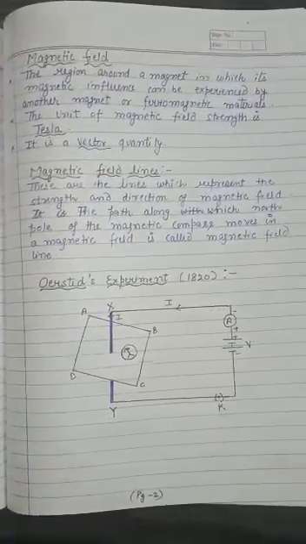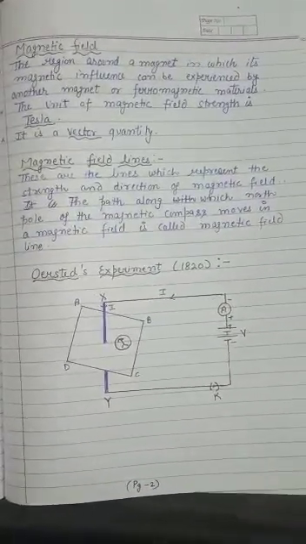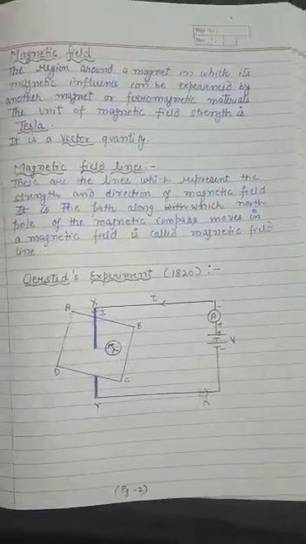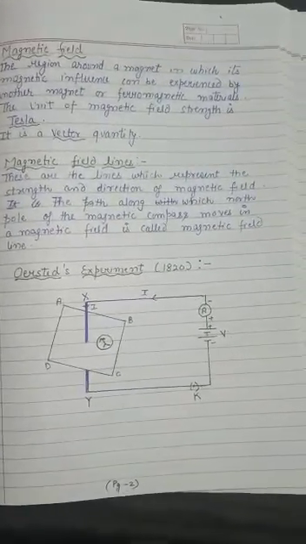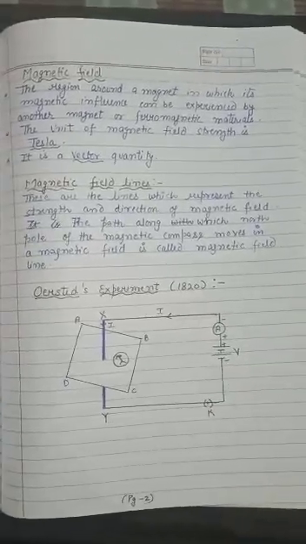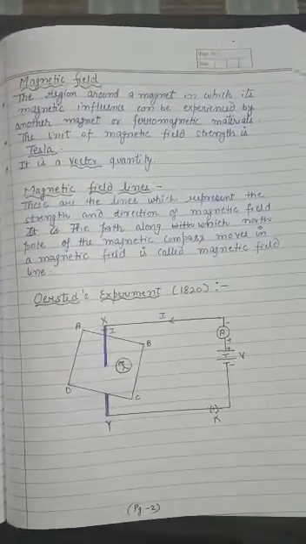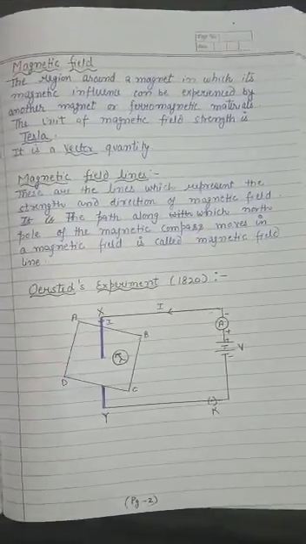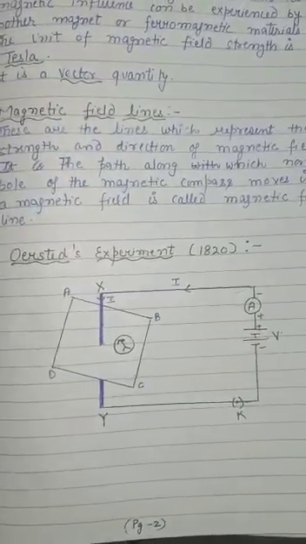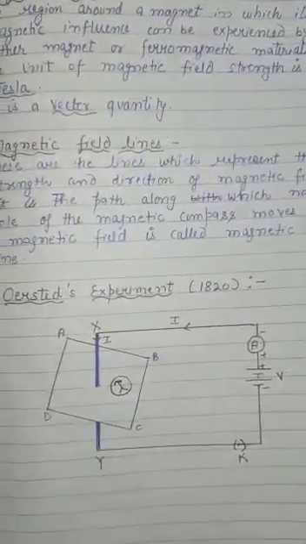So far we have learned what a magnet is, what a magnetic field is, and how to represent a magnetic field. Students, in 1820, the great scientist Hans Christian Ørsted was demonstrating an experiment in his lecture. In his class, he was demonstrating an experiment, and in that experiment, he used a copper wire, a current carrying copper wire.